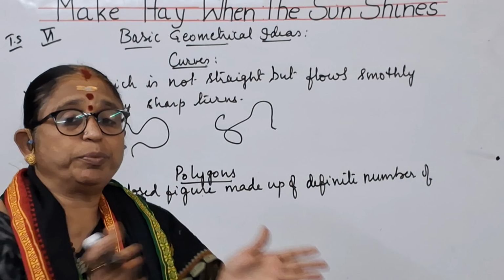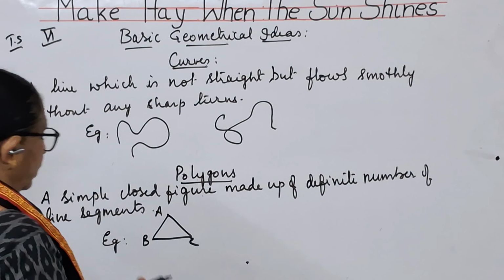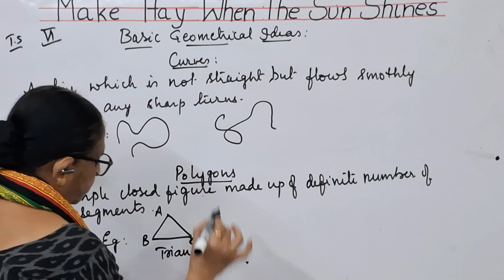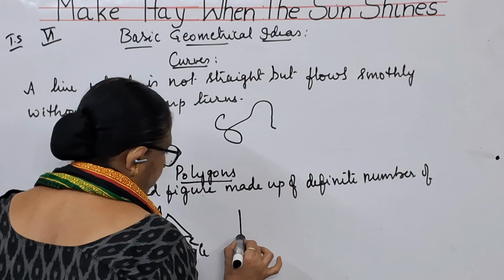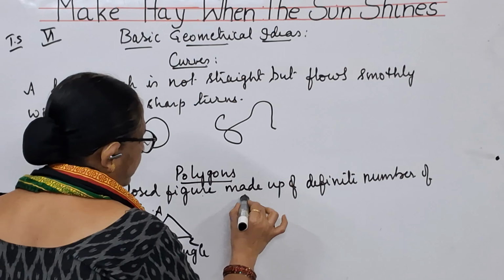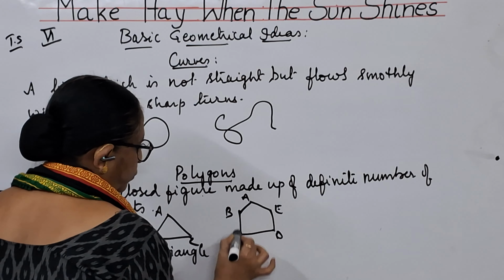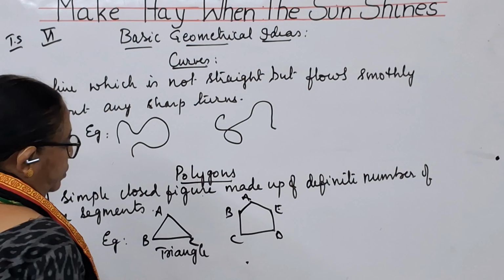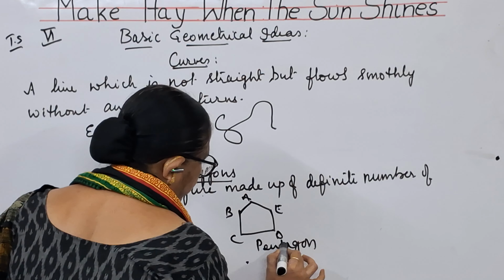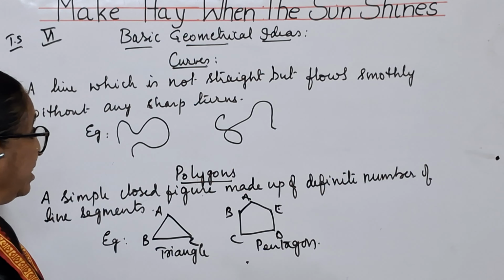Closed means what? There won't be any opening. There won't be any gap between the line segments. So, you can call it a triangle. This is one polygon and I can draw another one like this. So how many sides am I having? A, B, C, D, E. 1, 2, 3, 4, 5. If it is a 5 sided figure, we call it a pentagon. It goes on like this, children. These examples are enough for you at this stage.